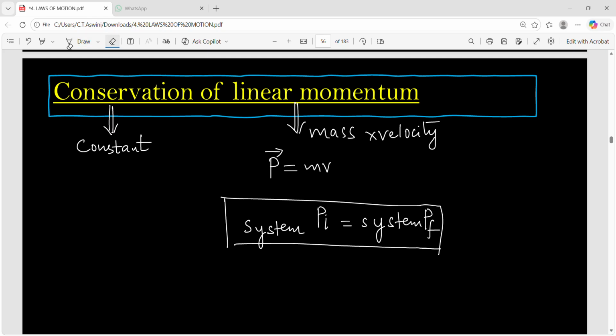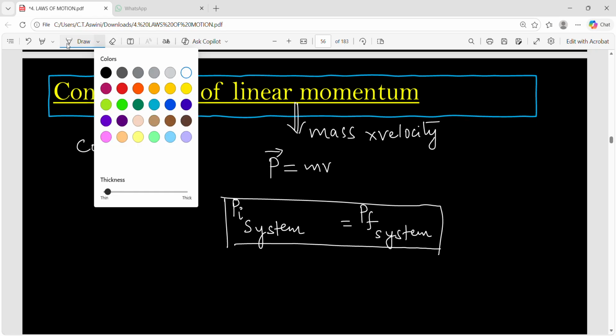Let's write this in this way. So momentum initial for the whole system will be equal to momentum final for the whole system. So as a whole, for the whole system, initial momentum and final momentum will be same. And this is called conservation of linear momentum.